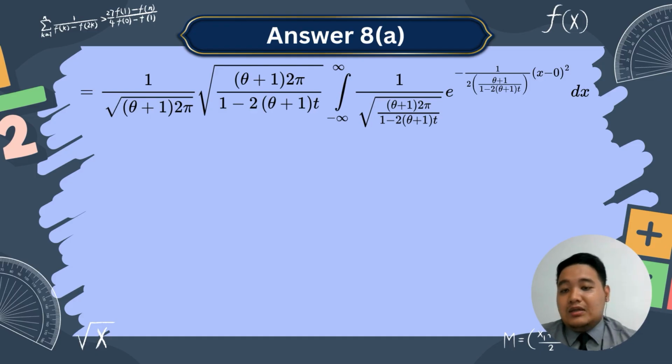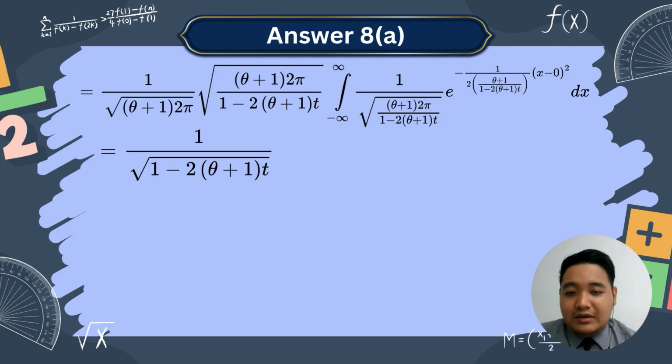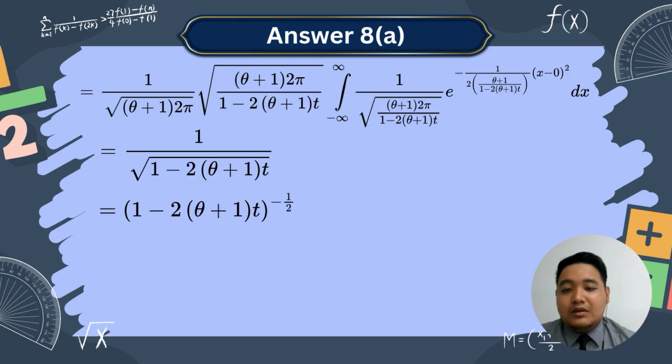Now, as you can see, the integral already looks like the normal distribution function. So then we can let all of it equal to 1 because the total probability is equal to 1. Then we are left with the constant at the front of the integral just now. We can simplify it and we are left with 1 over the square root of (1 minus 2 times (theta plus 1) t), and we can bring the function up. So our answer will be 1 minus 2 times (theta plus 1) t to the power of negative 1 over 2.